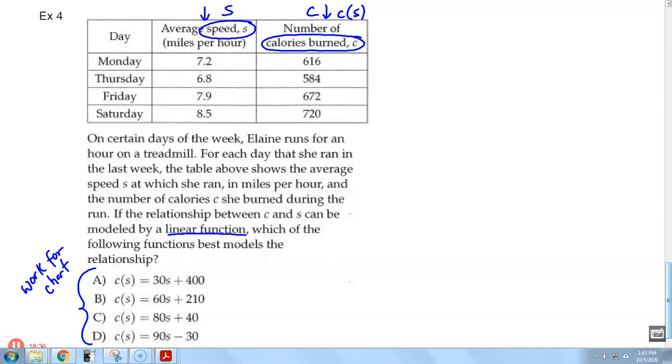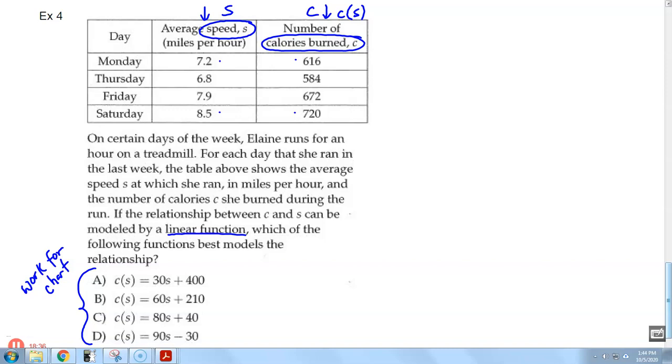Well, you could just start trying them. The problem is you're going to have to try this S and this C in all the equations and see which one it works in. And just because it works in one of the equations doesn't mean that another pair of numbers is going to work in that equation. We really need all the numbers to work in the same equation. That could be pretty time consuming.